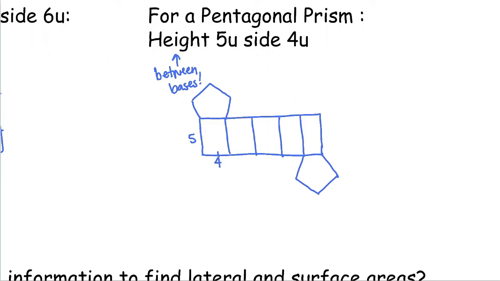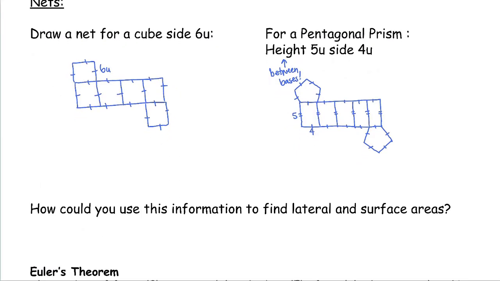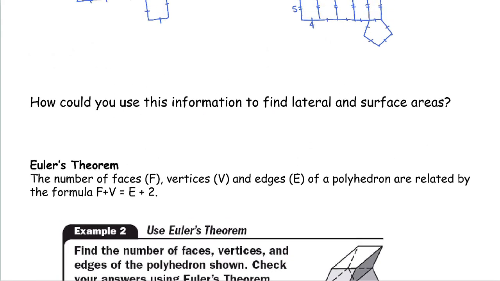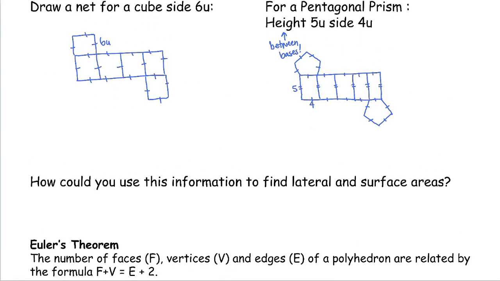So whenever we mark our congruent sides, fold this together in your mind and think about what sides are going to hit where, and then all of the heights between the bases will be different. How can you use this information to find our lateral and our total surface area? If I find the area of each of those individual pieces and add them together, that will give me my lateral area and my surface area.